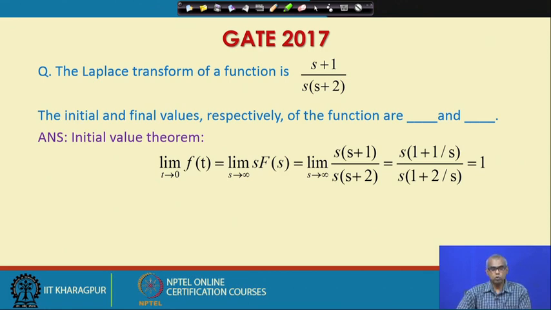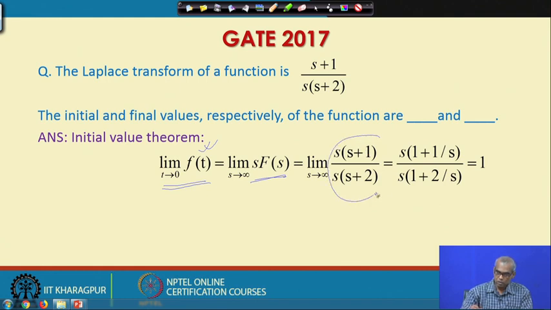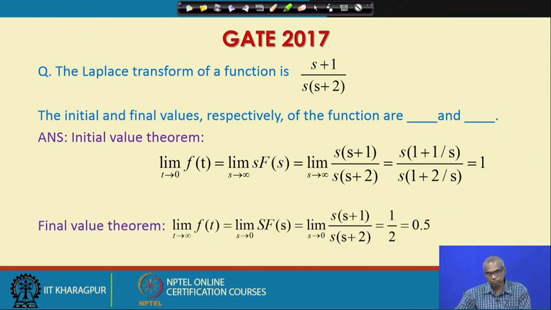So, the initial value theorem can be used to find out the initial value of a function, which can be found out as limit s tends to infinity of s F(s), where F(s) is the Laplace transformation of the function f(t). So, that Laplace transformation is given as (s plus 1) divided by s into (s plus 2). So, we have to find out the limit s tends to infinity, which can be evaluated as 1. So, the initial value is 1. Similarly, let us make use of final value theorem. To find out final value, what you do is you find out limit s tends to 0 of s F(s), and this is computed as half or 0.5.